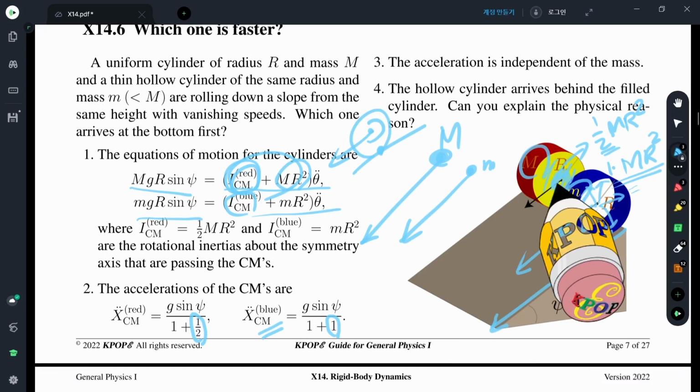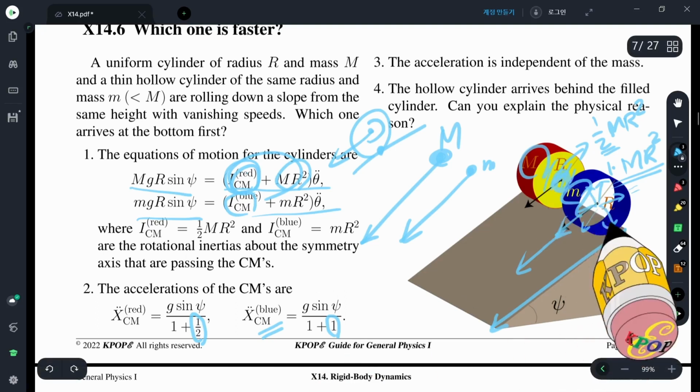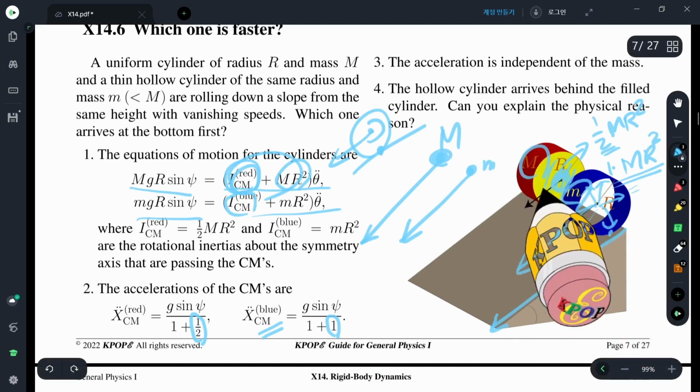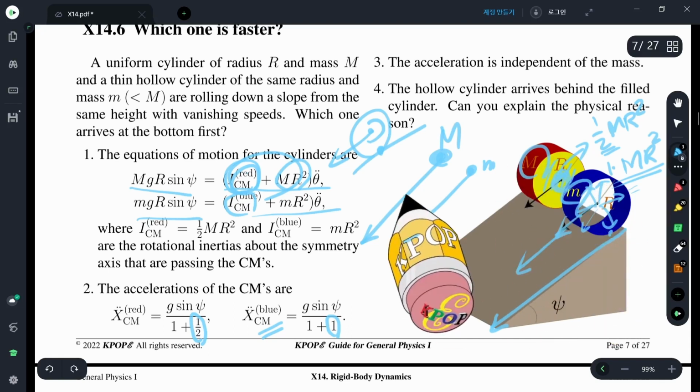Okay, even though they have an identical radius.